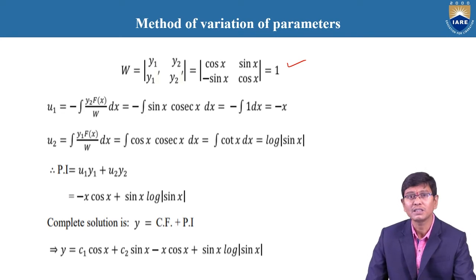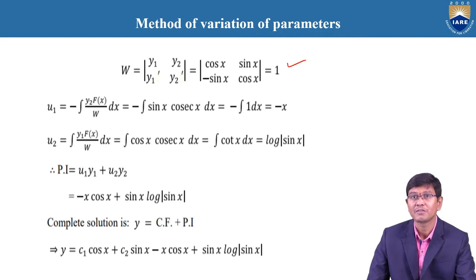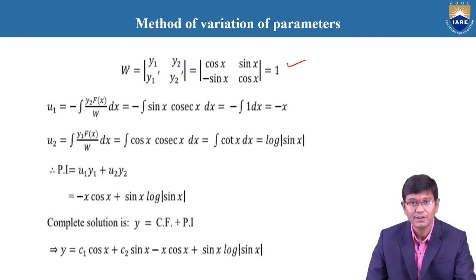Now we need to find u1 and u2 with the help of the Wronskian by using the formula: u1 is equal to minus the integration of y2 into f of x by W into dx. Here, the negative of the integration of y2, which is sin x, into f of x.